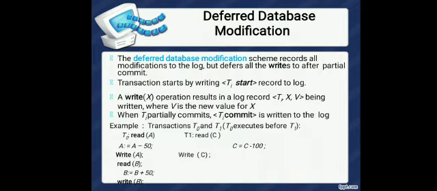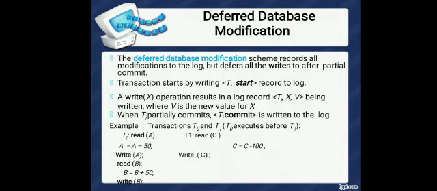So what is deferred database modification? In deferred database modification, the scheme records all the modifications to the log but defers all the writes until after partial commit. As we already said, the transaction starts with the log record Ti comma start, which is recorded to the log. Next, in deferred database modification, the log record is in the form Ti comma X comma V. Here V is the new value. So when Ti partially commits, Ti commits is written to the log.